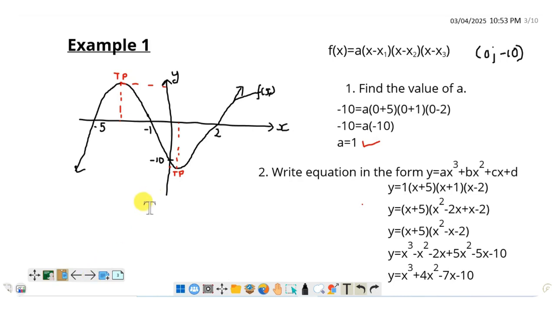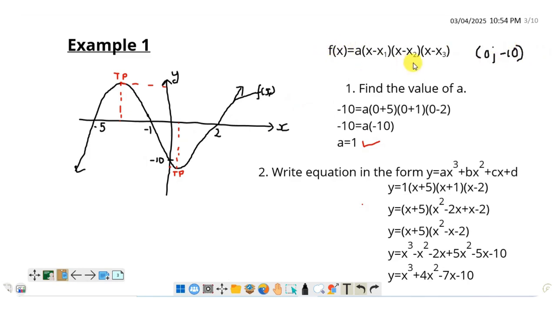Here we have example 1. I will explain how to get this. I am given a graph that is concave down followed by concave up, so you can already tell a has to be positive. We are given the graph with x-intercepts -5, -1 and +2, and the y-intercept (0, -10).